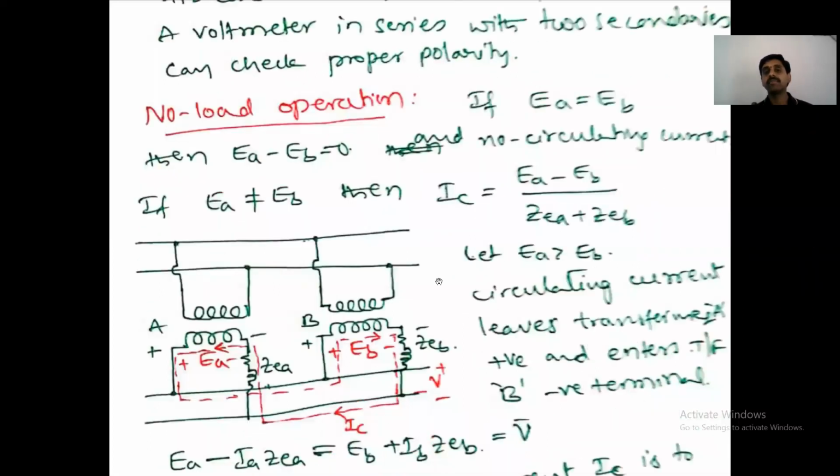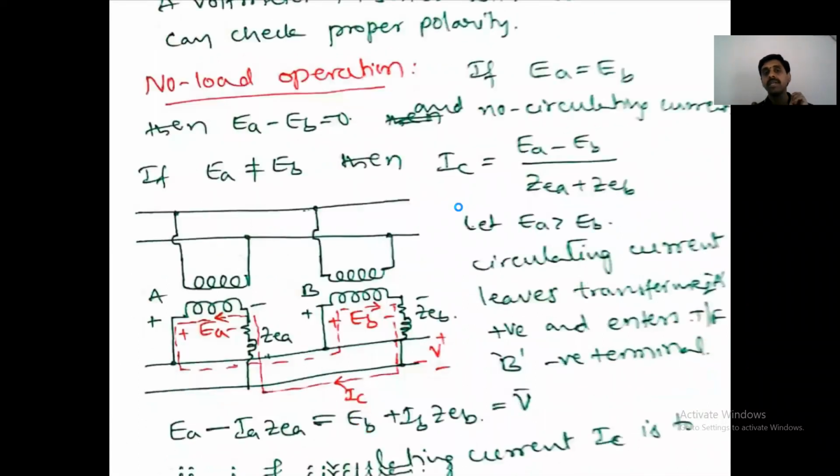So here in this case, EA is equal to EB. Let us take the voltage across these two secondaries to be the same. Then there will be no circulating current. If the voltage ratio is the same, then no circulating current. If the voltage ratio is different, there will be circulating current.